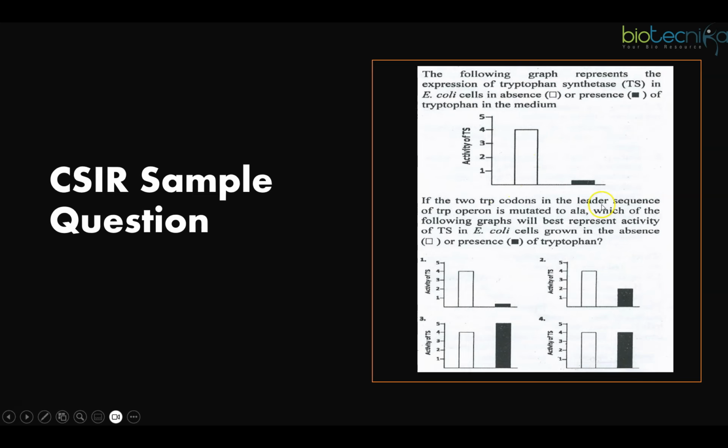Now, if the two trp codons in the leader sequence of the trp operon are mutated to alanine, which of the following graphs will best represent the activity of tryptophan synthetase in E. coli cells if they are grown in the presence or absence of tryptophan? Okay, so this is the graph which they have given, but the question is asking what if they are mutated to alanine. Now, here the answer will be option 2. As you can see here, in the presence of tryptophan, their activity will increase a little bit.